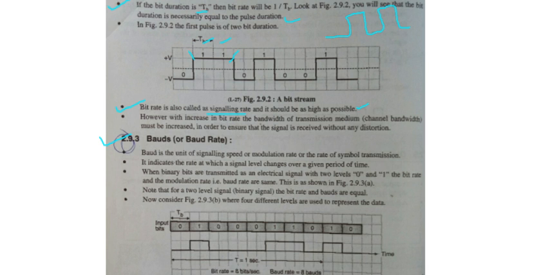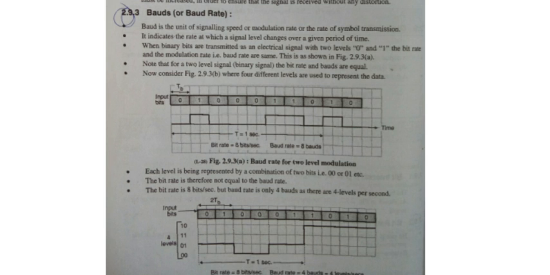Next parameter, that is the third parameter, is called the baud rate. So baud rate is the unit of signaling speed. ठीक है, सिग्नलिंग का जो स्पीड है उसको इंडिकेट करता है आपका baud rate और मॉड्यूलेशन रेट और रेट ऑफ सिम्बॉल ट्रांसमिशन. It indicates the rate at which signal level changes over a given period of time.